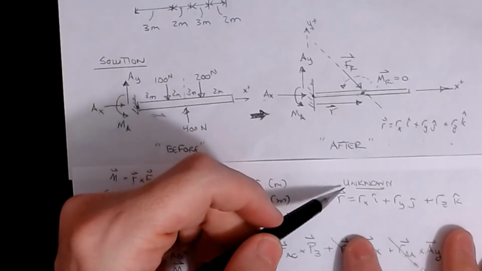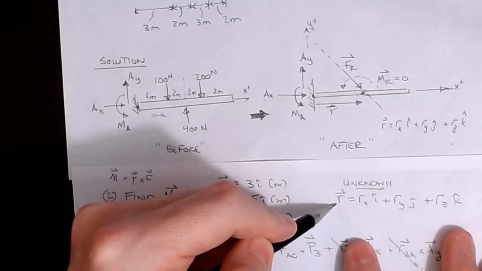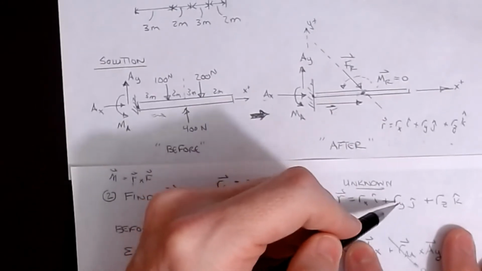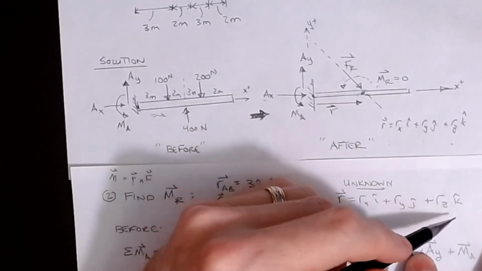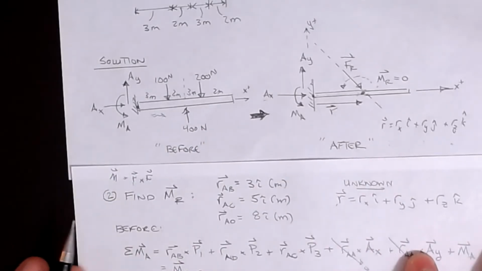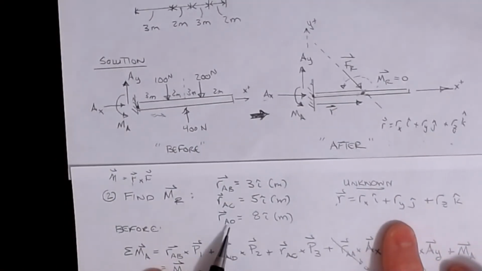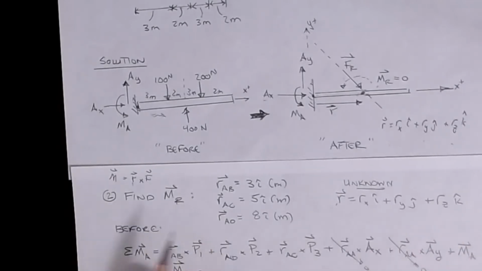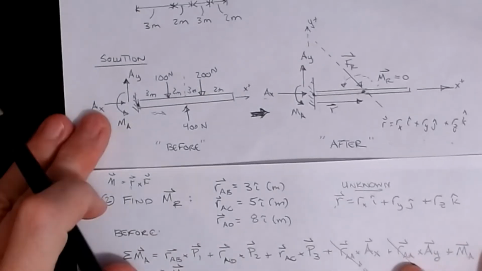For unknowns on the after picture, we have our position vector. I know that I'm going to go some distance Rx in the i, plus Ry in the j, plus Rz in the k. I know our position vectors here all say i, but just write all 3 of them, and then we'll look at what the possibilities are when we start to solve this. Now I'm going to write my before equation.